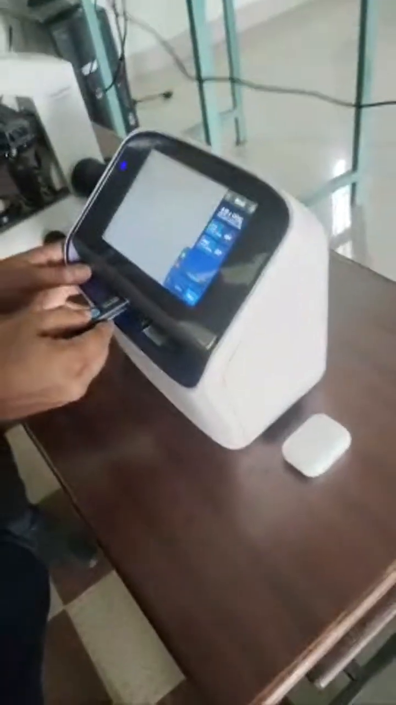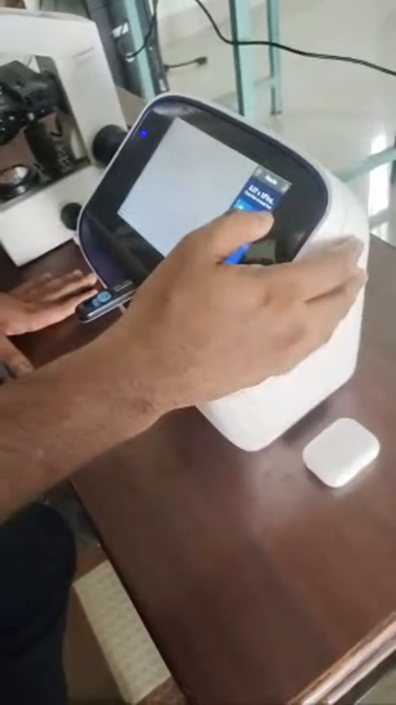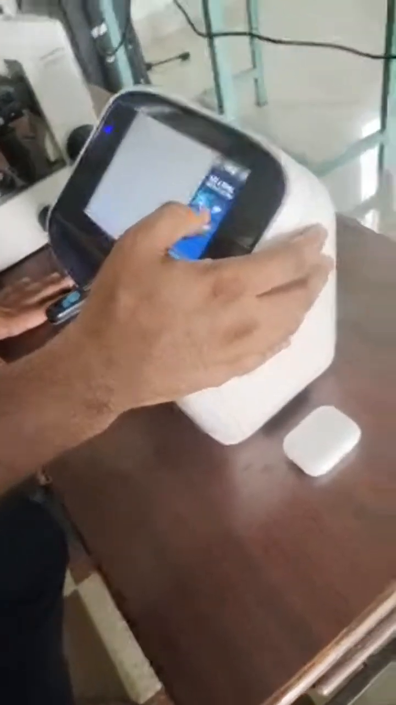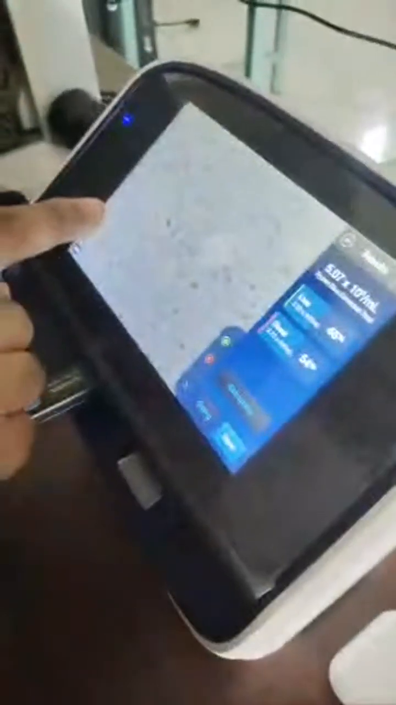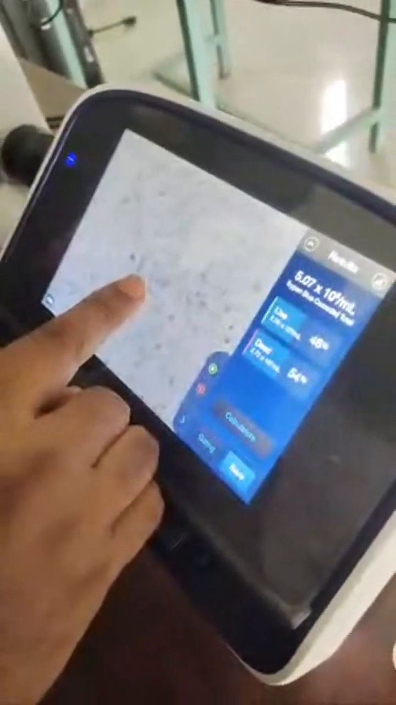So here comes your viability results. That is, it is 48% live and that is 54%. So this is not being focused properly. You just check with the results. So these round ones are being considered as dead and this green circle is being considered as live. So we will just refocus it and then count it again. Okay, now we are getting around 5.07 into 10 power 5 cells.